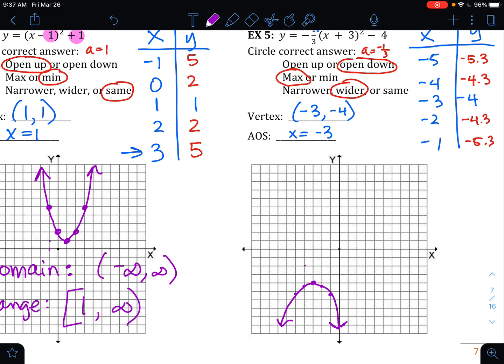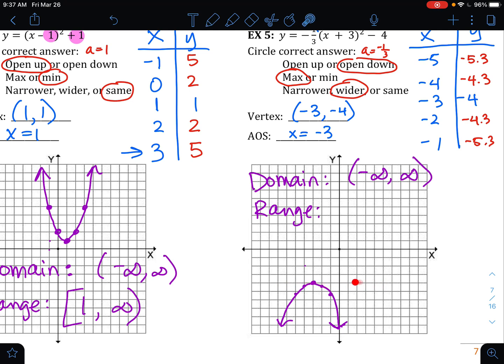And so it opened down. It's a little wider. I see the maximum. All right, so let's do domain and range. So wherever you have some room, go ahead and write out those words. And then, of course, domain for all quadratics is always negative infinity to positive infinity.